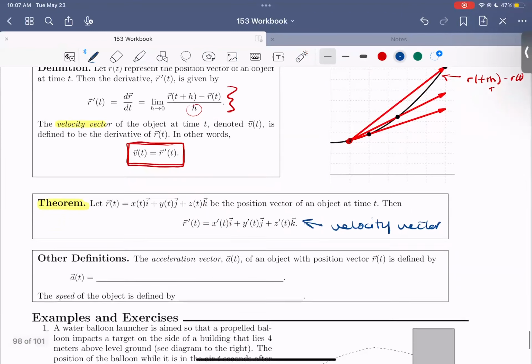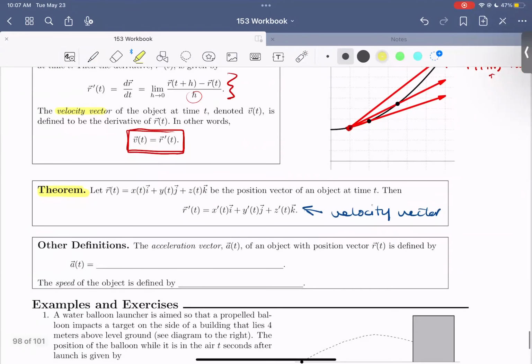Okay, so one more definition to leave us with, and that is the acceleration vector. As you might suspect, the acceleration vector is given to us by the derivative of the velocity vector. But let's read together. It says the acceleration vector, often denoted a of t, of an object with position r of t is defined by the derivative of the velocity vector, which is the second derivative of the position vector.